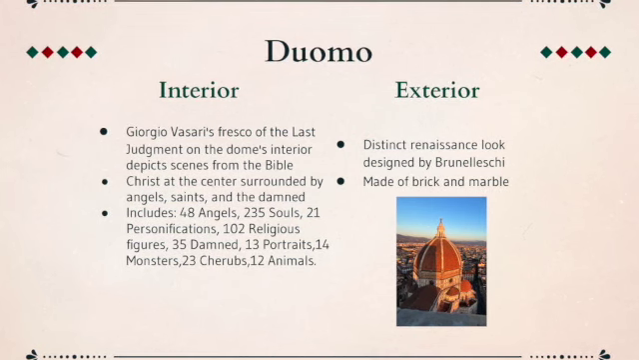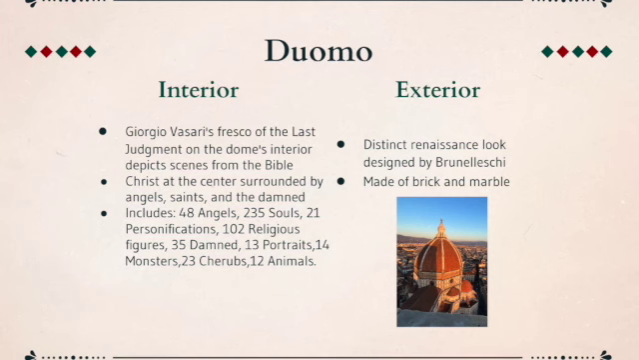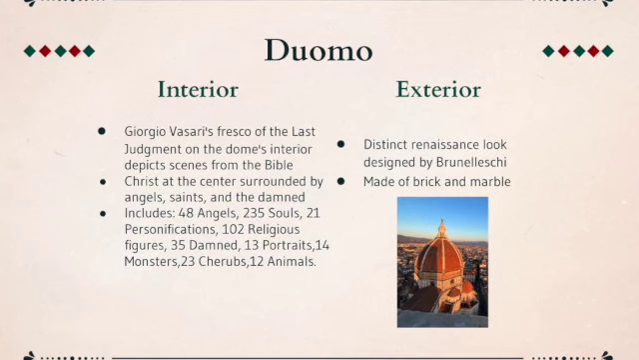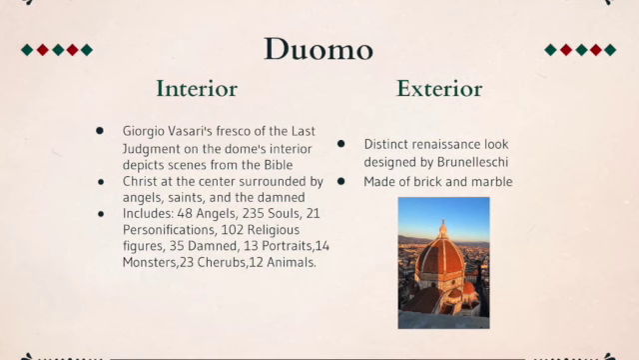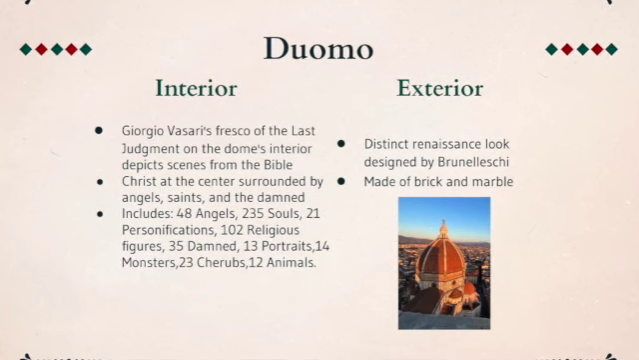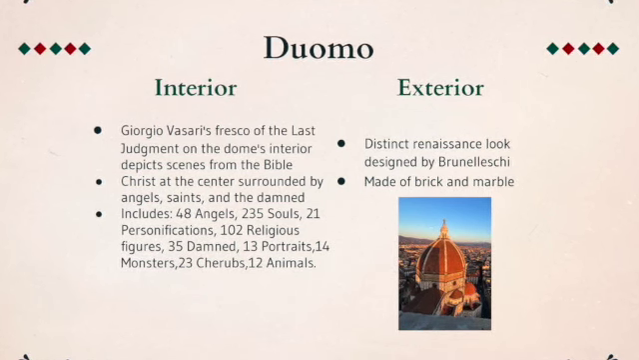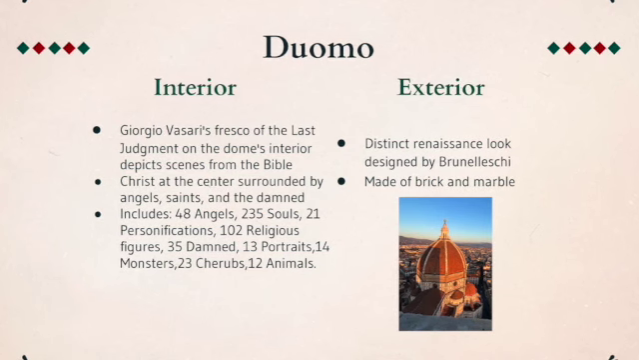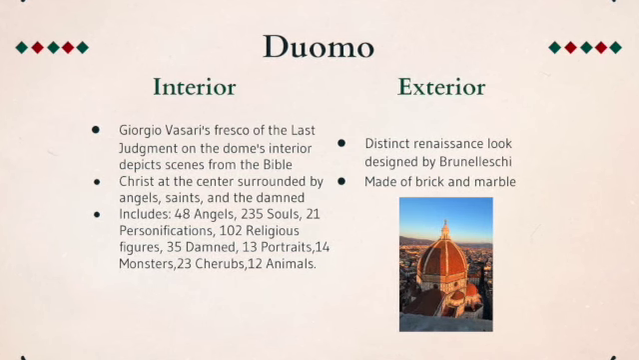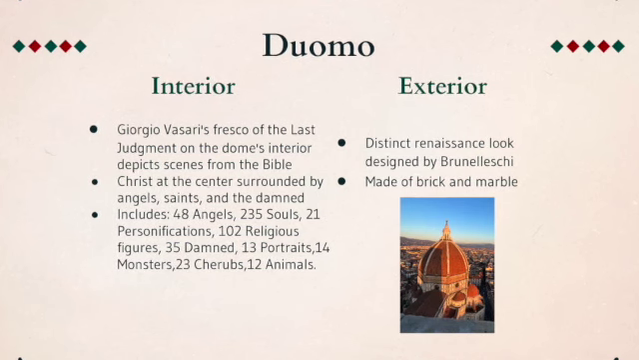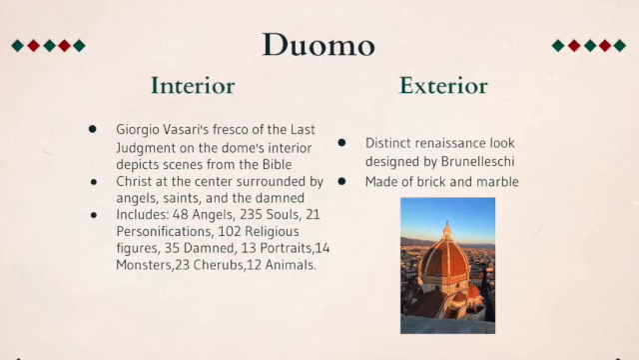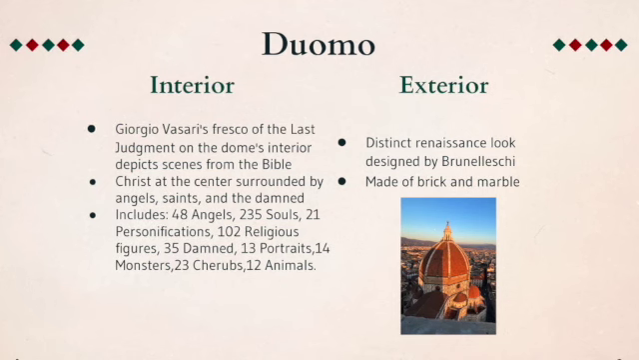The interior of the Duomo includes a fresco, which is one of the most influential and important of its time, made by Giorgio Vasari. It includes a lot of biblical scenes, such as the Last Judgment. It also includes Christ at the center. He is surrounded by a ton of angels and the damned of hell.